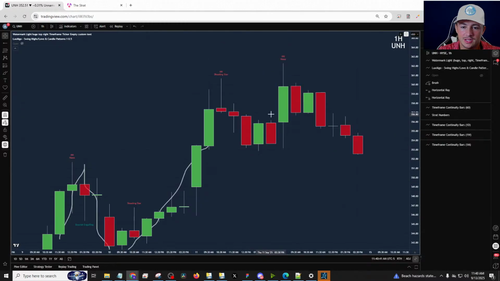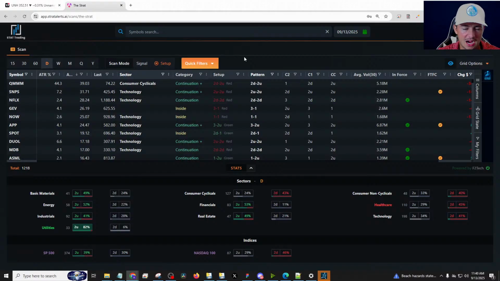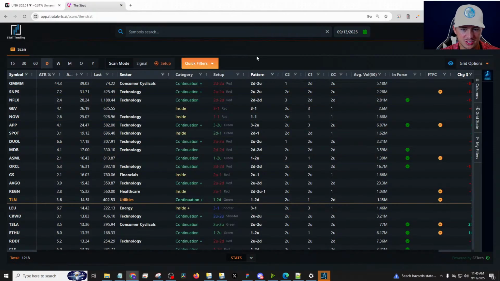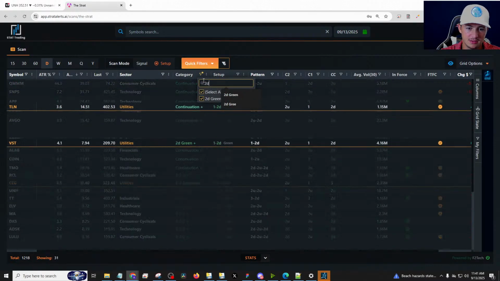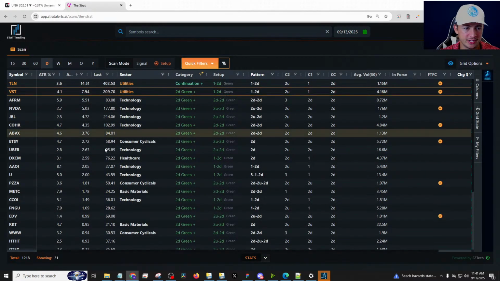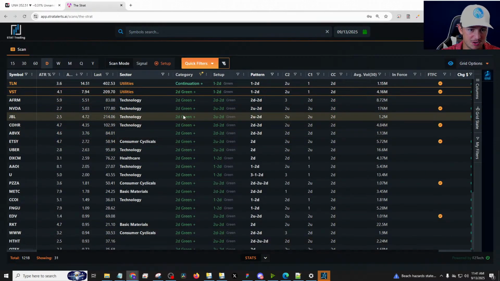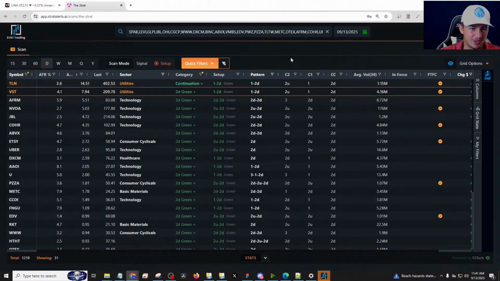So that being said, how we can leverage the scanner, and we also have some other stuff we're going to end off with. Leveraging the scanner, we can look for our setups, right? 2 down and green, 2 up and red, but we can also take our setups and filter via higher timeframes to make it simpler for us.